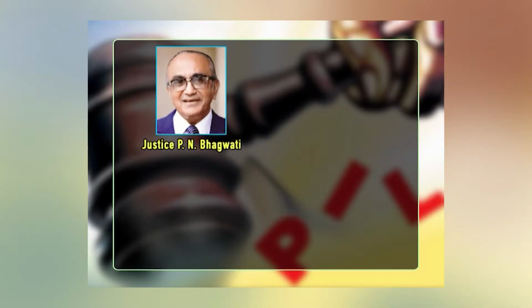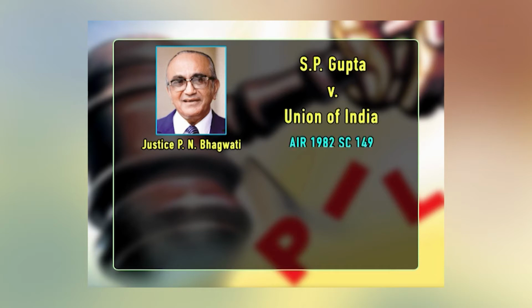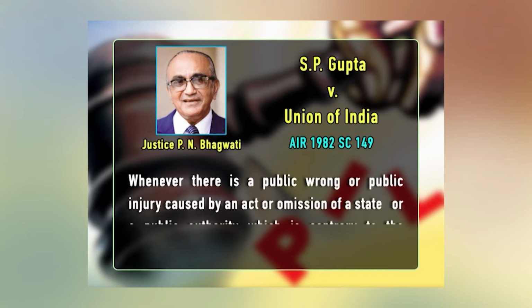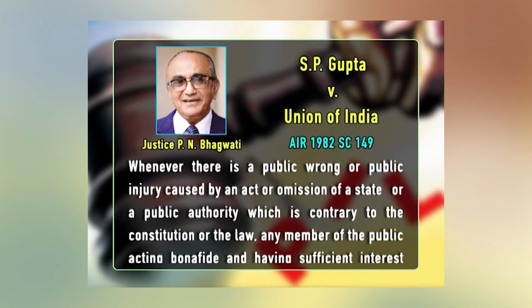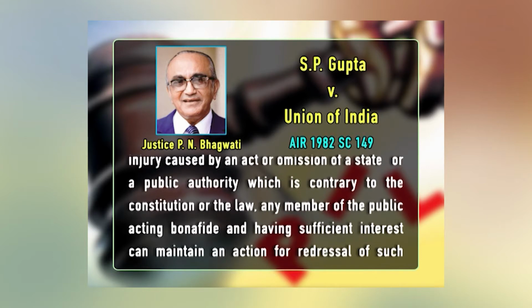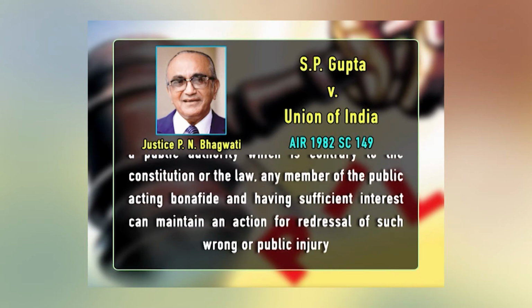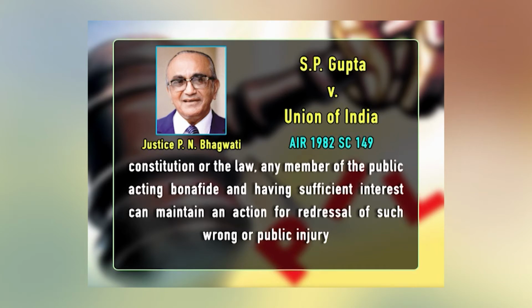Enunciating the broad aspect of public interest litigation, Justice Bhagwati observed in the case of S.P. Gupta versus Union of India that whenever there is a public wrong or public injury caused by an act or omission of a state or a public authority which is contrary to the Constitution or the law, any member of the public acting bona fide and having sufficient interest can maintain an action for redressal of such wrong or public injury. The range and the scope of public interest litigation are vast, as it is a mechanism to agitate any socio-economic public issue before the court which can be brought within the legal and the constitutional mold.